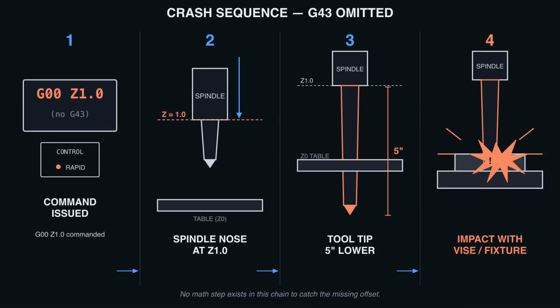Walk the sequence. Control commands rapid. Z-axis moves to position spindle nose at 1 inch. Tooltip arrives 4 inches below the table. There is no math step in there that catches the problem.